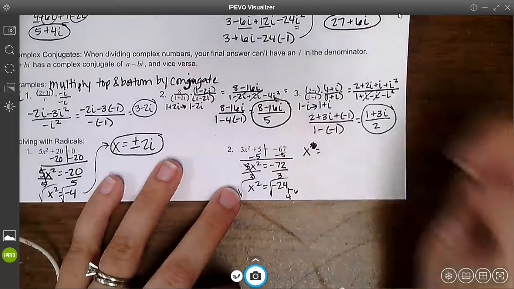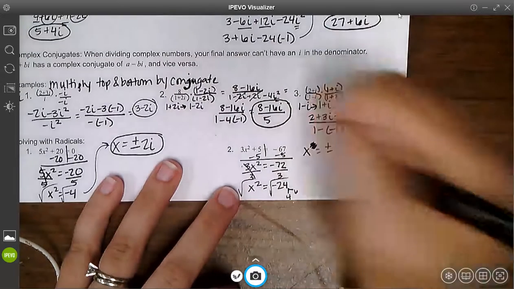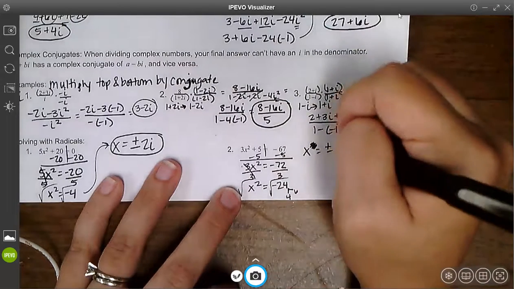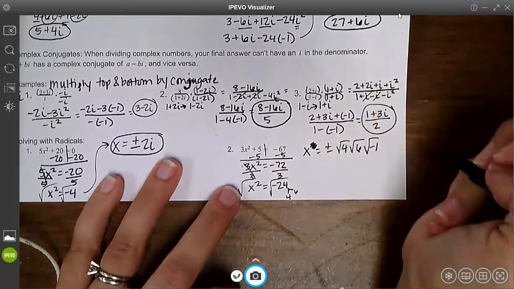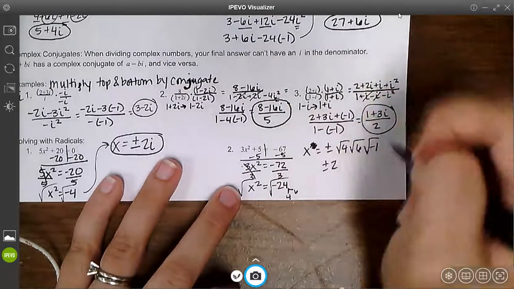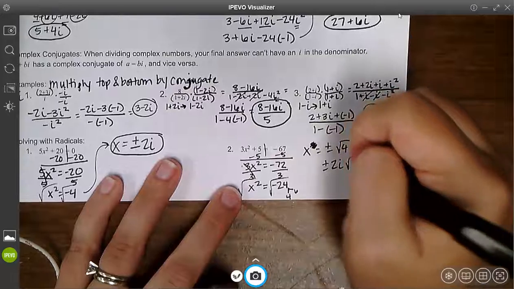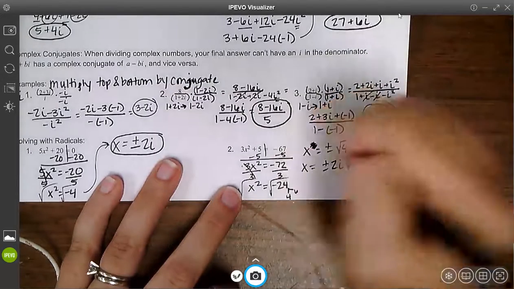You get x equals plus and minus the square root of 4, the square root of 6, and the square root of negative 1. The square root of 4 is 2. The square root of negative 1 is i. And then 6 is not simplifiable, so it stays under the radical.